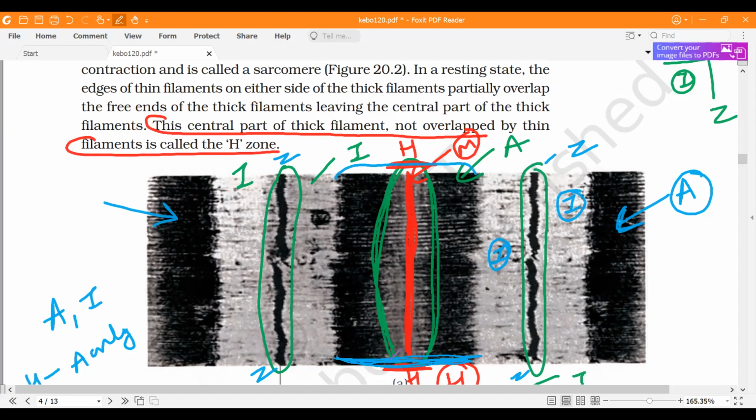This part is what we call the H zone. In the center of the H zone, there will be the M line, which is the thin line.